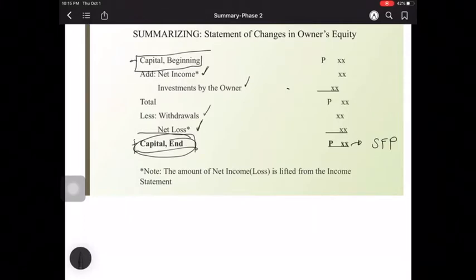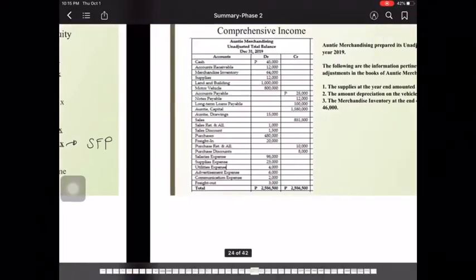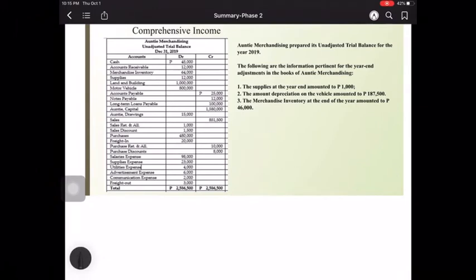So that's what I'm trying to emphasize here. All right. You have here a note. I already told you about this one, that the amount of the net income or the net loss is lifted from the income statement or your statement of comprehensive income. So that we would be able to understand this better, let us answer a particular problem. We were given a problem. Anti-Merchandising prepared its unadjusted trial balance for the year 2019. You have here all the pertinent information necessary for adjusting the balances in our unadjusted trial balance.